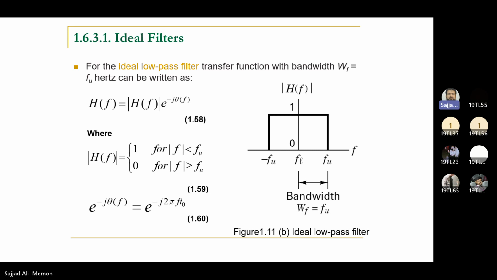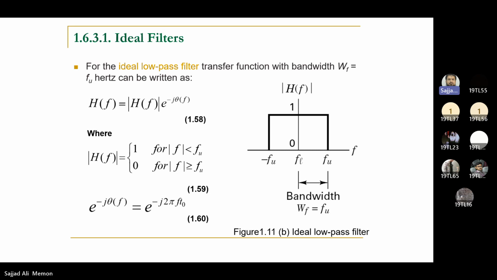We can only see the positive side here. The low pass filter means starting from 0 up to some frequency, in this case f_u, and it is called ideal because at this cutoff frequency the fall is perpendicular. But in a real scenario it is not perpendicular. It will take some time to drop to the cutoff frequency that you want to filter out.